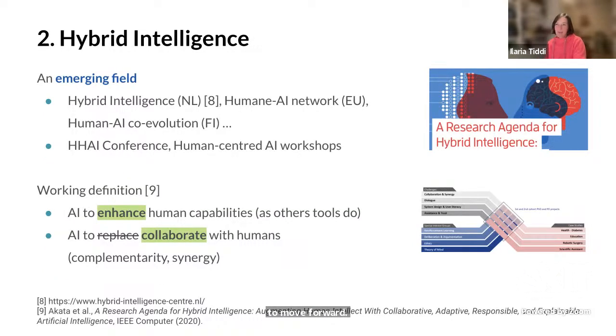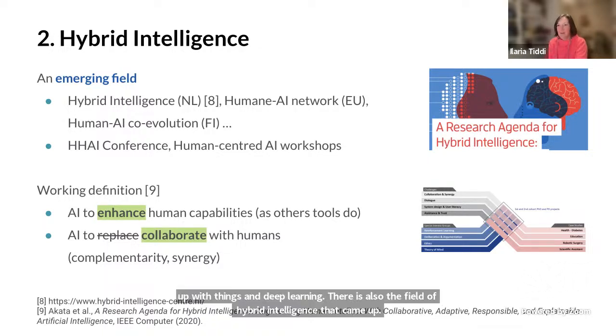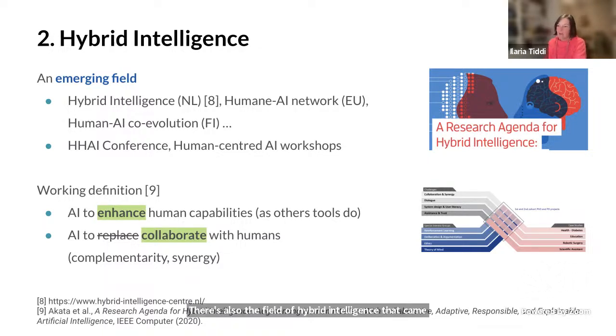So this was one part of the story. What happened ever since deep learning? There's also the field of hybrid intelligence that came up. I don't know if many of you have heard about hybrid intelligence. Maybe you have heard about human-centric AI. This is another way of addressing this problem.